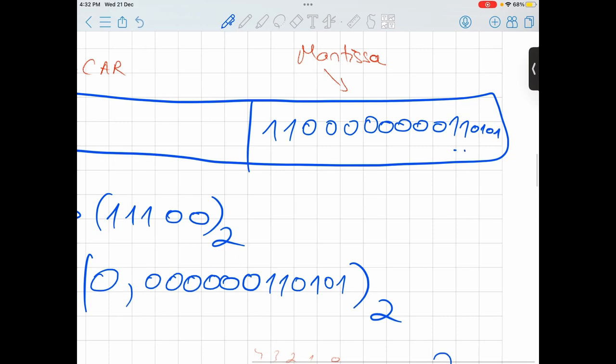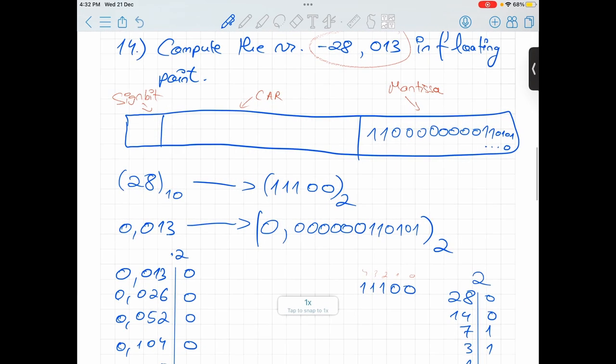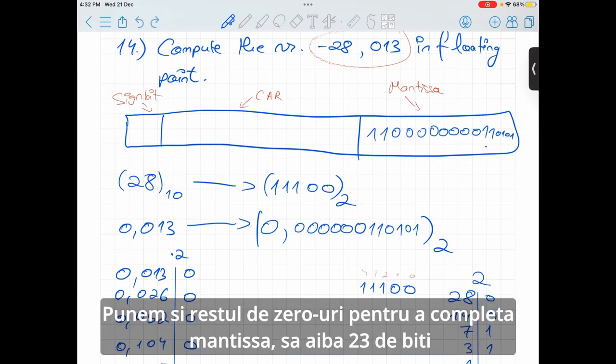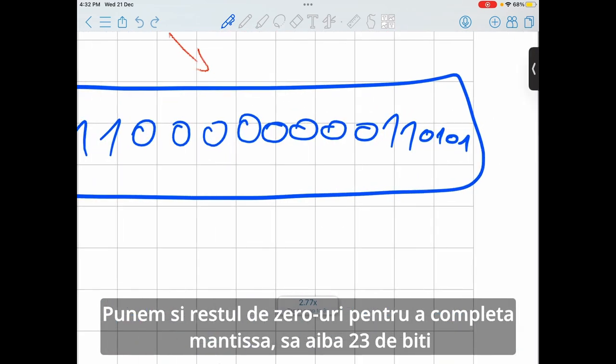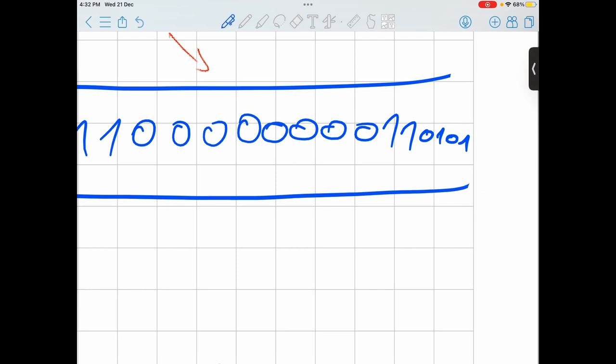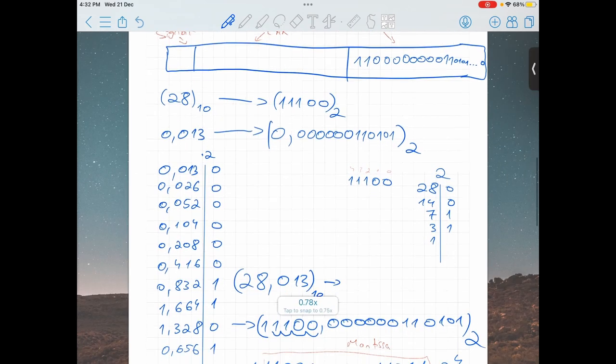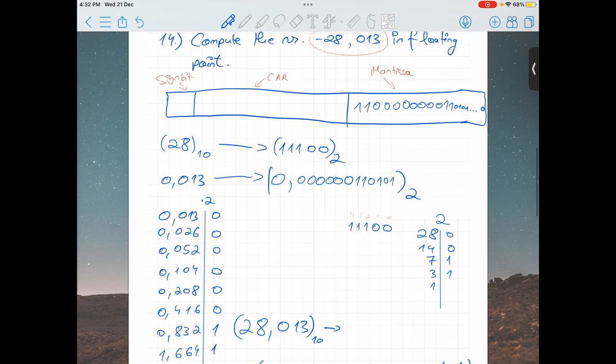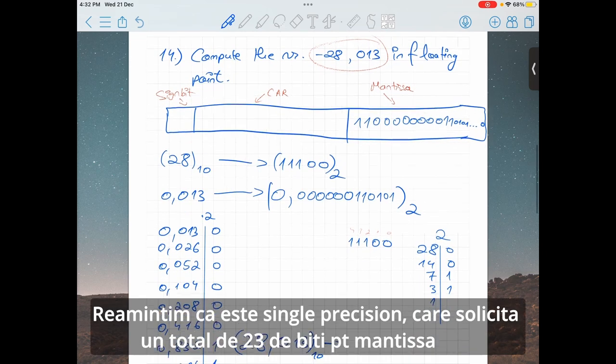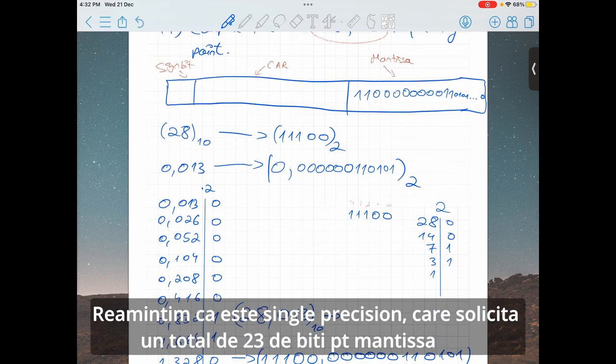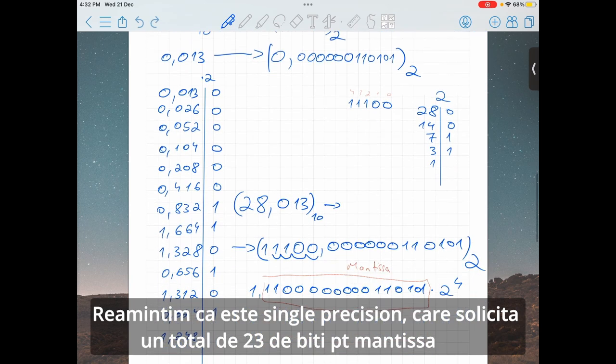And let's also put the necessary steps until it reaches 23. So it has a couple of more bits until 23. Okay, because here for the mantissa, for the single precision, we need to have a total of 23 bits for the mantissa. Okay.